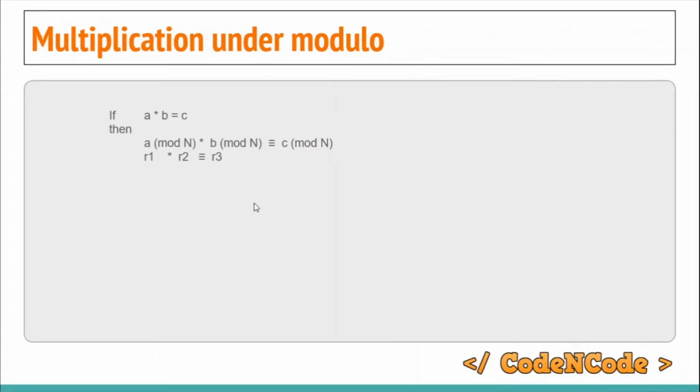To prove this fact, let's go back to Euclid's division lemma. Now a into b is equal to c. Let a be n times k1 plus r1, b be n times k2 plus r2, c be n times k3 plus r3. And now what we have to prove is that r1 into r2 is congruent to r3, where r1 is the remainder of a when divided by n, and same goes for r2 and r3. Now we have seen that if two integers are congruent to each other, their difference is a multiple of n. So we will use that fact to prove this equation.